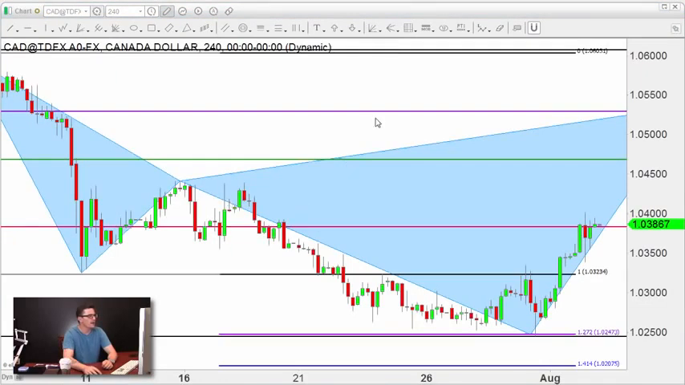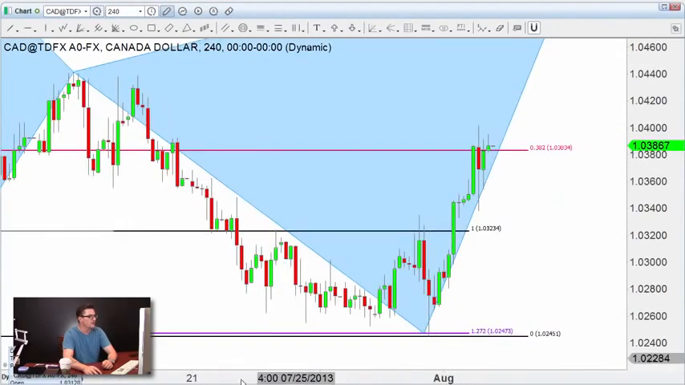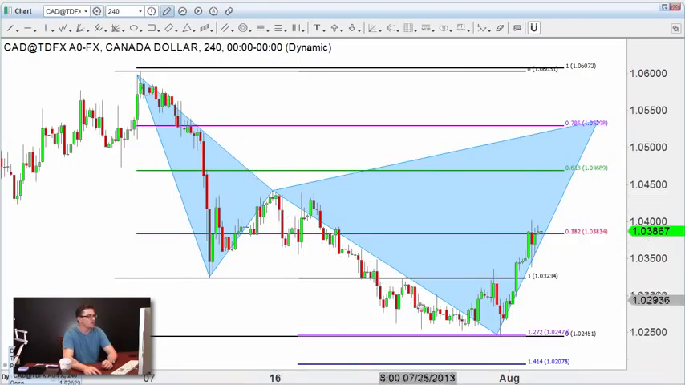Last thing we'll look at today is Canada. Canada has a cipher pattern for those of you pattern folks out there. Really nice one setting up here. Markets come down, we tapped the 120. We've rallied back up. We're looking for 152.28. Okay, 152.28, and this is a bearish cipher.